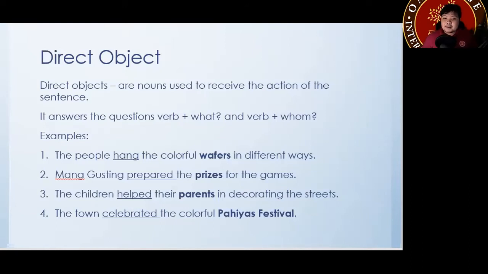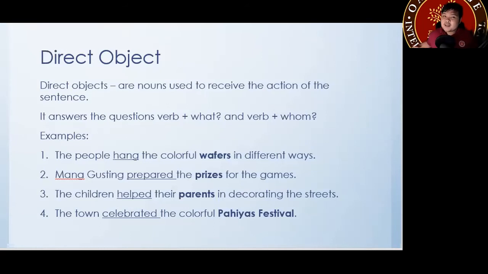The children helped their parents in decorating the streets. Helped what? That's a verb. Helped what? There's none. There's no answer. But helped whom? Their parents. Therefore, parents is the direct object. 4. The town celebrated the colorful Pahiyas festival. Again, your verb is celebrated. Celebrated what? Pahiyas festival. And that's how you find your direct object.